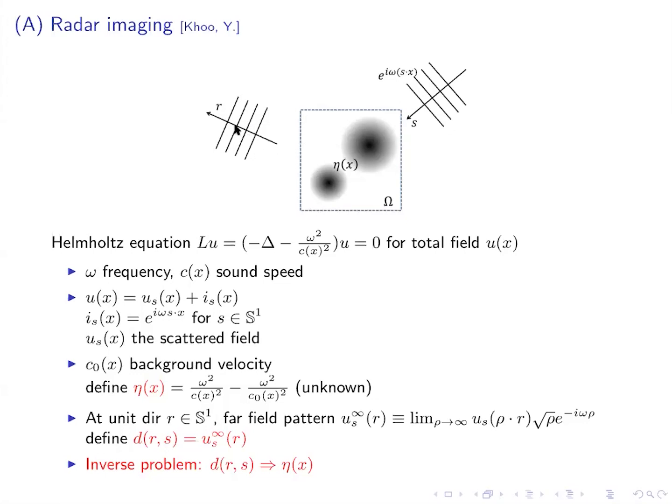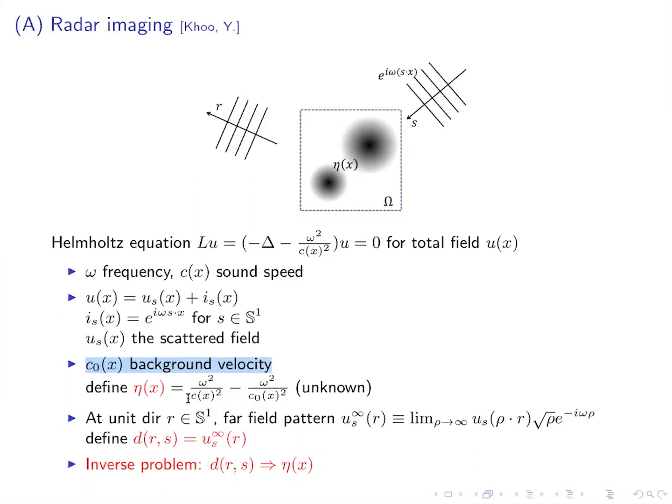Here I'm only drawing the scattered wave in one direction R, but it could actually go anywhere. This is the scattered wave, denoted by U^S. In most radar imaging applications, the sound speed has a background velocity, denoted by C0. In vacuum or in air, C0 is just a constant. You can think of it as being 1.